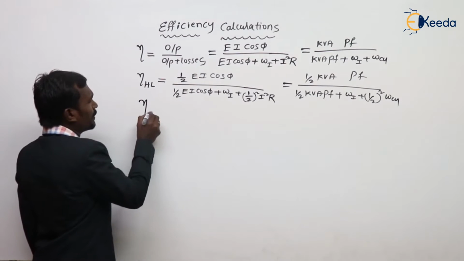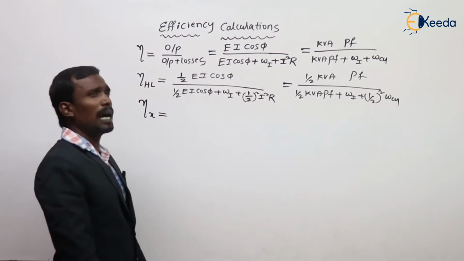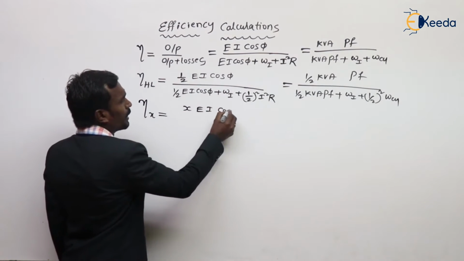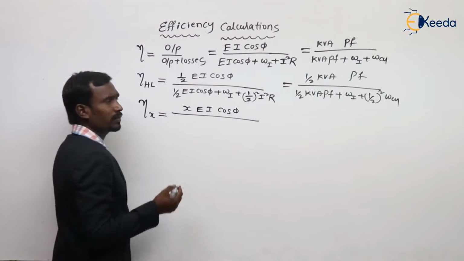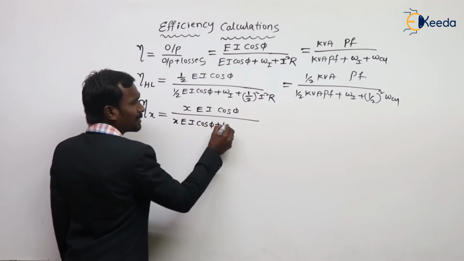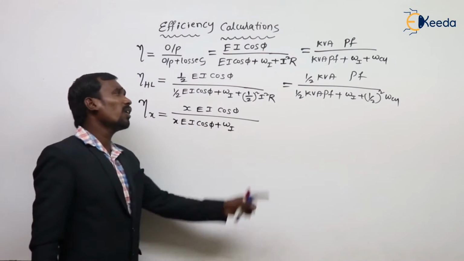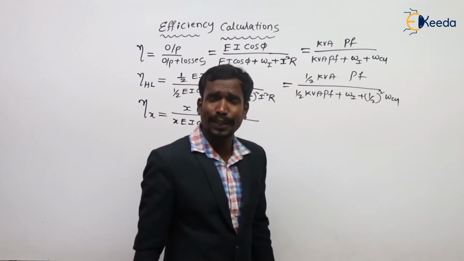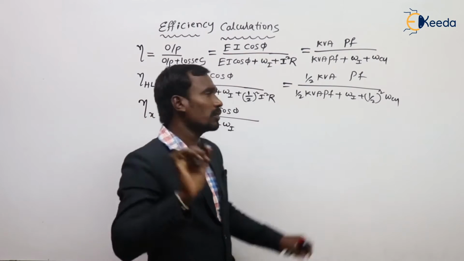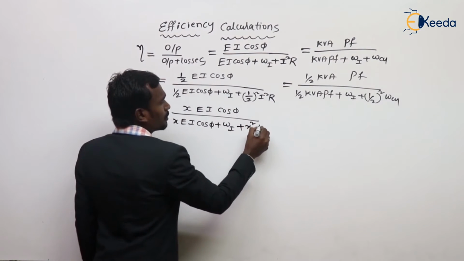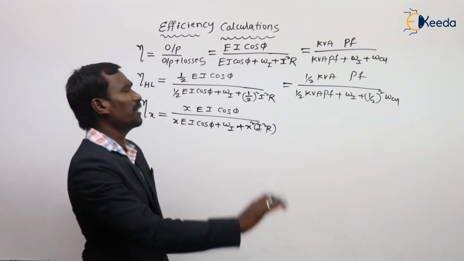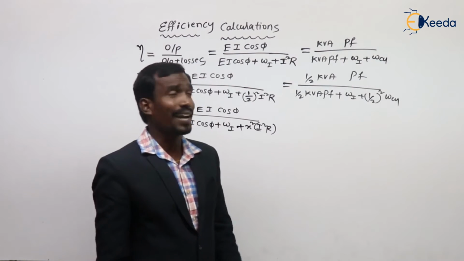As usual, if they ask you at any load x, the efficiency is x into EI cos phi upon x into EI cos phi plus iron losses plus x square into I square R losses. At any load there is no change in iron losses because these are perfectly constant losses, independent of load. This is the efficiency formula at any load x.